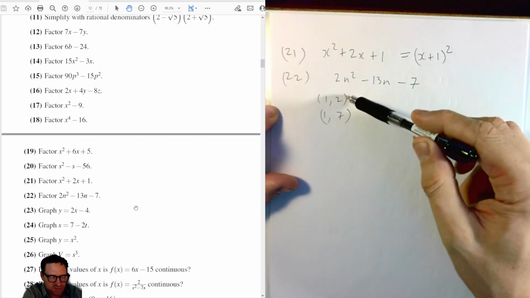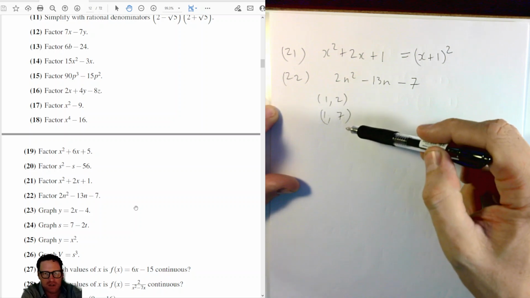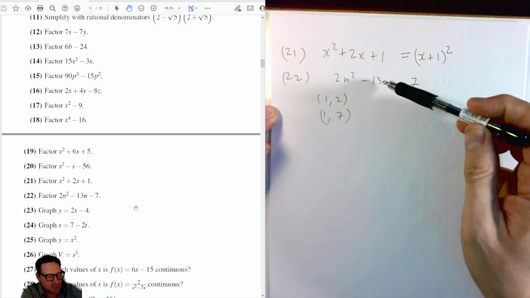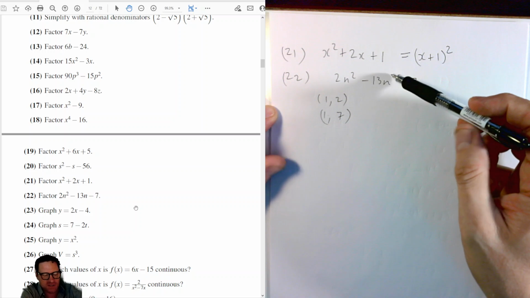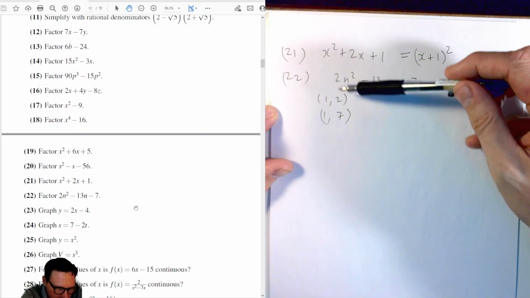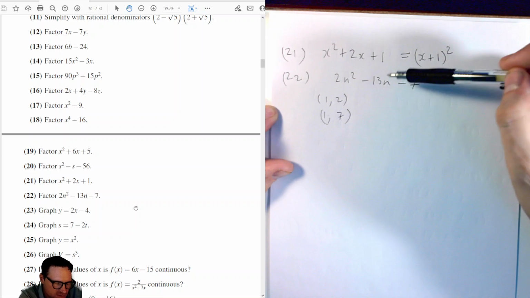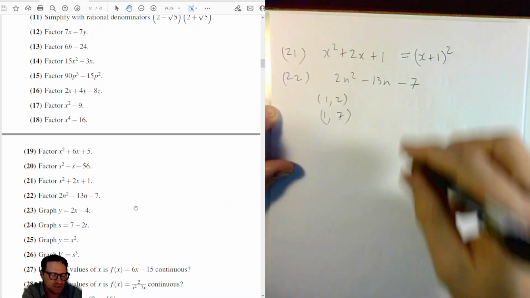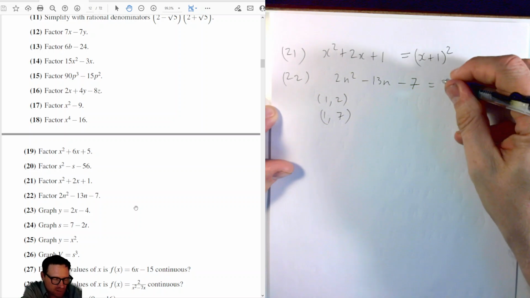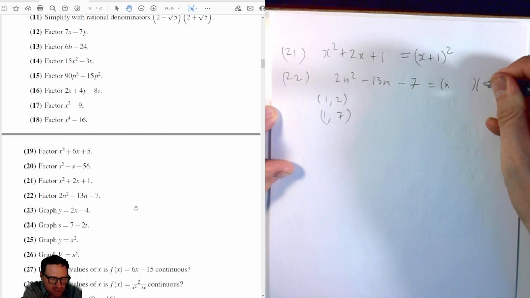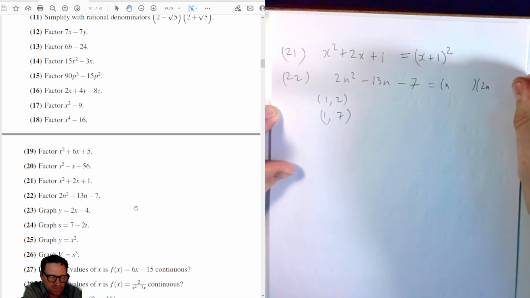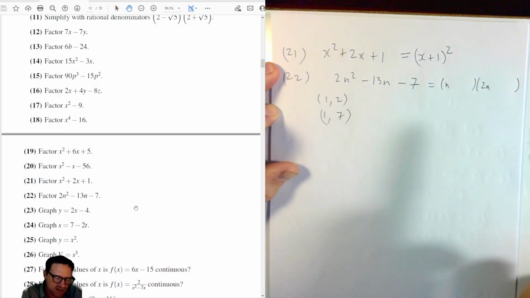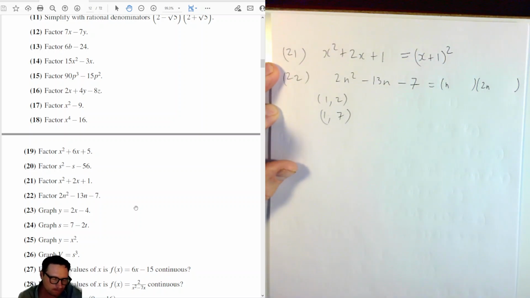Do I multiply the 2 with the 1 and the 7 with the 1? Do I get a sum or a difference that is 13? No, I don't. So I want the sum of the products or difference of the products that gives me 13 or minus 13. So let's set this up. We have an n and we have a 2n. Okay, now we've got to decide where to put the 1 and the 7.